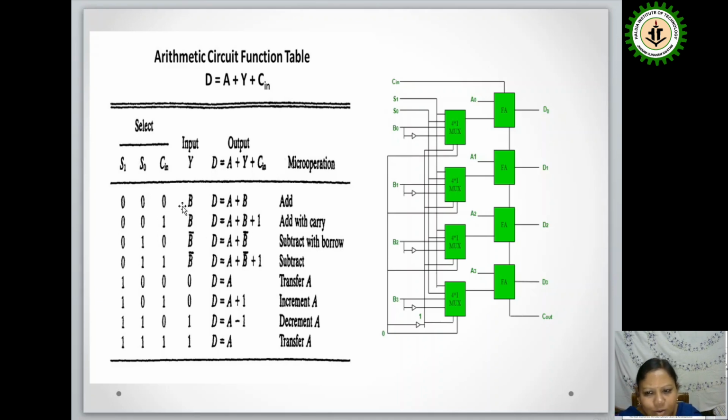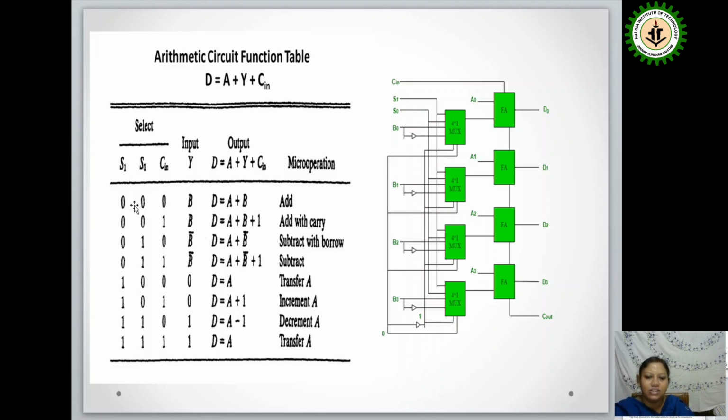How do we calculate the Y value? The Y value is nothing but the B value. You check whether it is the direct B value or the complemented B value, along with the 0 value and logical 1 value. So B, B complement, 0 and logical 1. Based on this input, D is directly calculated as A plus Y plus C in.